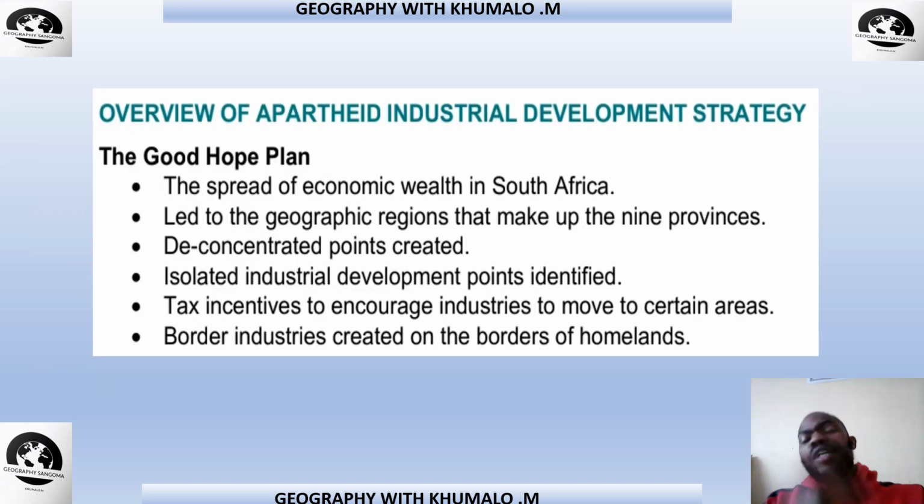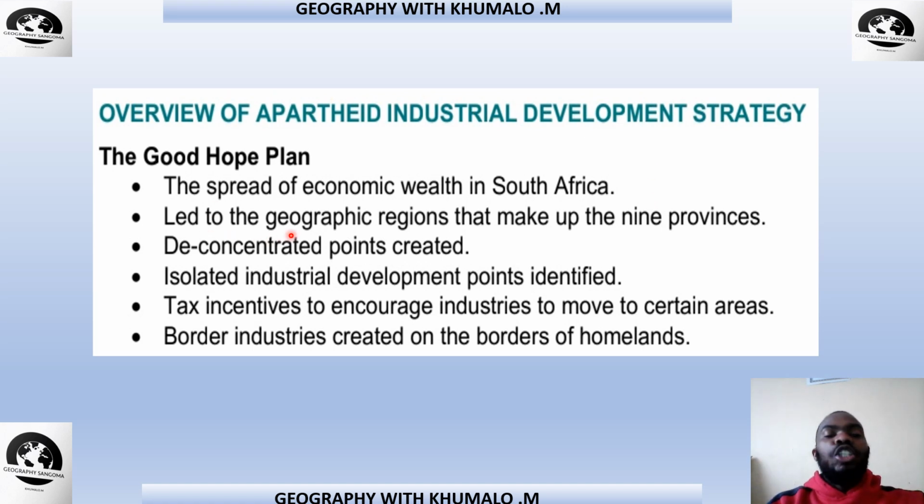Then let's look at the overview of apartheid industrial development strategy. The strategy that was developed during apartheid for industrial development was known as the Good Hope Plan. Let's now take a look. What is the Good Hope Plan? The Good Hope Plan dealt with the spread of economic wealth in South Africa. So they were all about spreading the economic wealth all across South Africa.